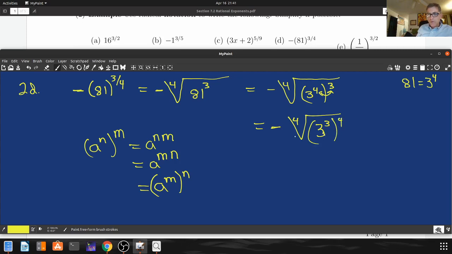And that's what I want. So the answer is my minus is still there, and the 4th root of 3 to the 4th is a positive number, right? But 3 cubed is already positive, so I don't need any absolute values. If you wanted to, you could put them there, but they're not needed at all, because 3 to the 3rd is 27, and 27 is already positive. So that's minus 27.